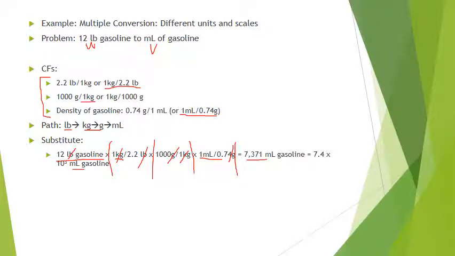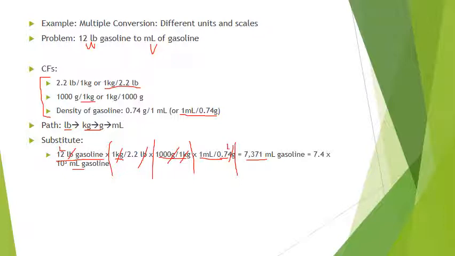Your answer is 7,371. Now you have to worry about sig figs because these aren't all exact measurements. This has 2 sig figs. This has 2 sig figs. This has infinite, because this is exact. So you don't have to worry about these sig figs. And this also has 2 sig figs.